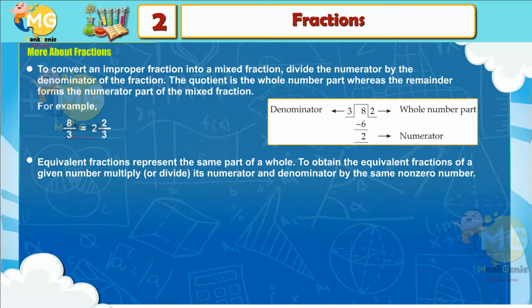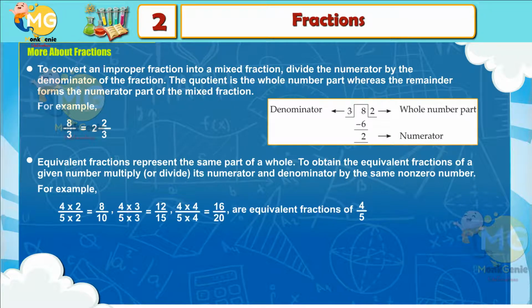To obtain the equivalent fractions of a given fraction, multiply or divide its numerator and denominator by the same non-zero number. For example, 4 multiplied by 2 upon 5 multiplied by 2 is equal to 8/10. 4 multiplied by 3 upon 5 multiplied by 3 is equal to 12/15. 4 multiplied by 4 upon 5 multiplied by 4 is equal to 16/20. These are all equivalent fractions of 4/5.